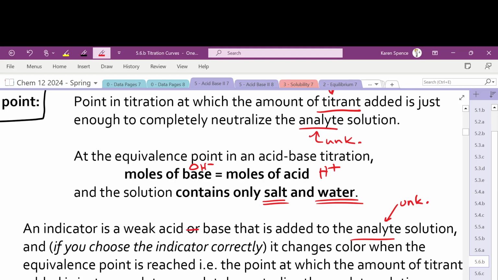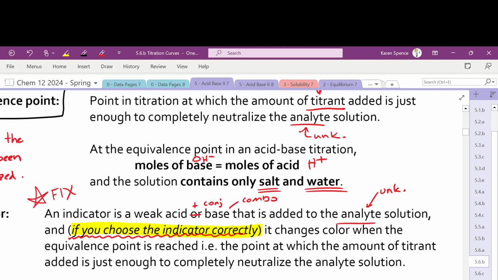It's a weak acid plus conjugate base combo. Yeah? It's a weak acid plus conjugate base combo, so I need to fix this. Or maybe I don't fix it and I just go through this process every year and get you guys to correct it. And if you choose the indicator correctly, that's hugely important. It should change color when the equivalence point is reached. If you choose the indicator poorly, it will not change color at the equivalence point.